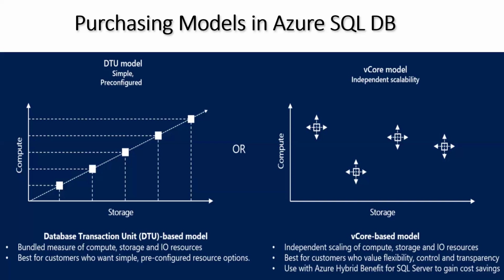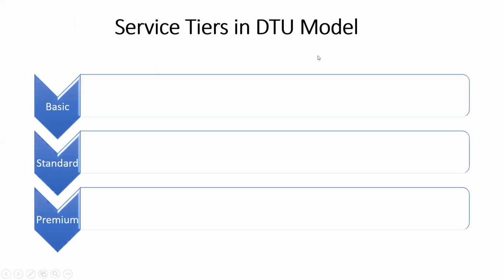We will see where this option is; I think you already saw these options. Again, we will explore these options, no worries. Now, in this DTU model, again, we will have different service tiers. In this vCore model, again, we will have different service tiers. If you select the DTU model, you will see basic, standard, and premium. Three types of service tiers you will see.